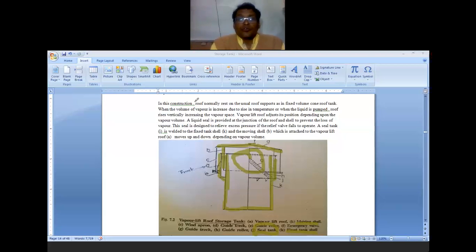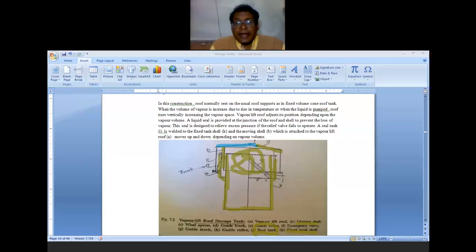So in this construction, the roof normally rests on the usual roof support as in the fixed volume cone roof tank. These are the simple cone roof tanks, with certain modifications related to the seal tank and the moving shell. When the volume of the vapor is increased due to the rise in temperature, or when the liquid is pumped, the roof rises vertically, increasing the vapor space. So because of this vapor space, this roof moves upward. Vapor lift roof adjusts its position depending upon the vapor volume.